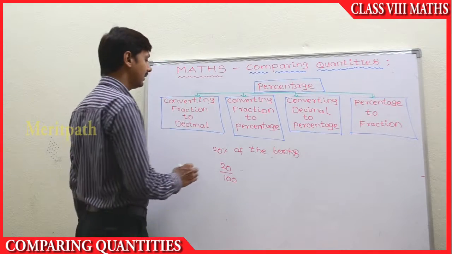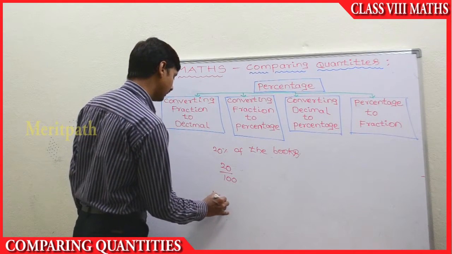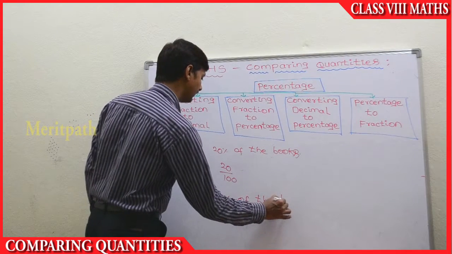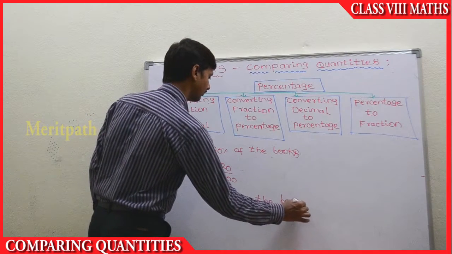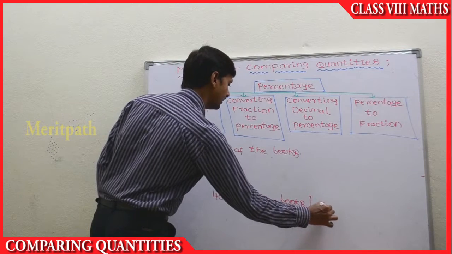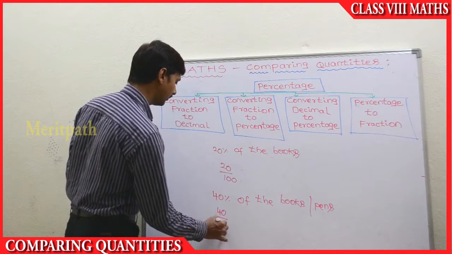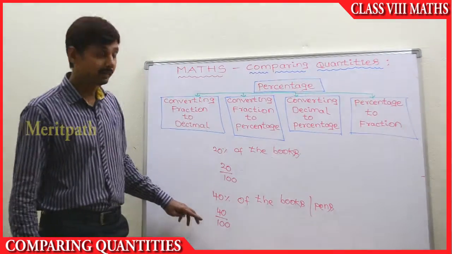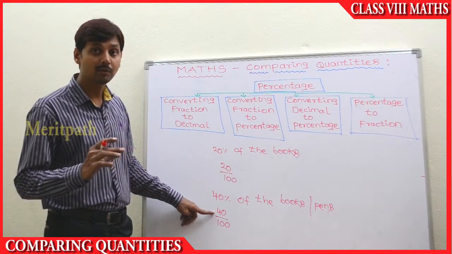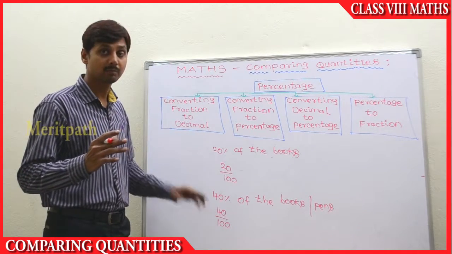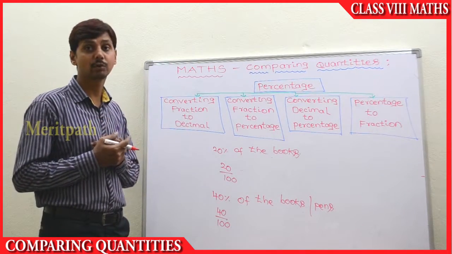So if we say 40% of the books or pens, then this percentage is out of 100. So out of 100 we have 40 pens, then we call it a percentage. So this is 40%. Always percentage will be calculated out of 100.